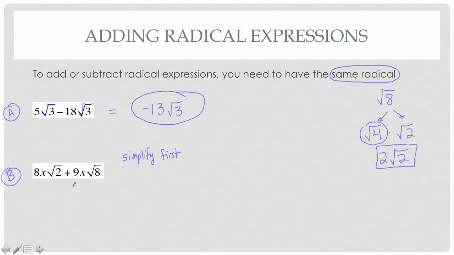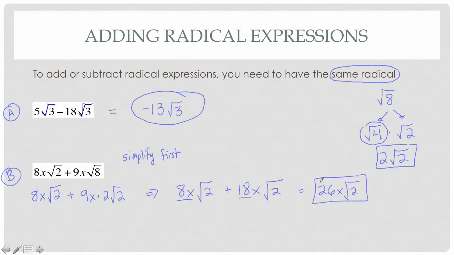Well, now let's rewrite this whole problem. It becomes 8x times the square root of 2 plus 9x, but instead of the square root of 8, let's multiply it by 2 times the square root of 2. I can simplify all that into 8x times the square root of 2 plus 18x times the square root of 2. Now we've got like radicals. Now we can focus on what's in the front: 8x plus 18x is going to be 26x times the square root of 2.